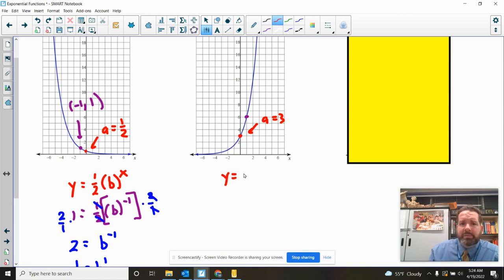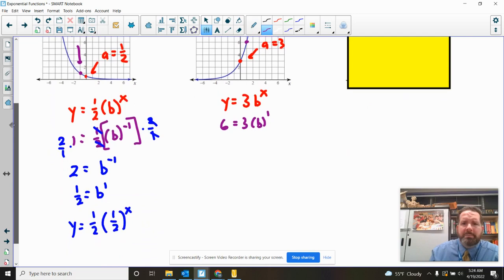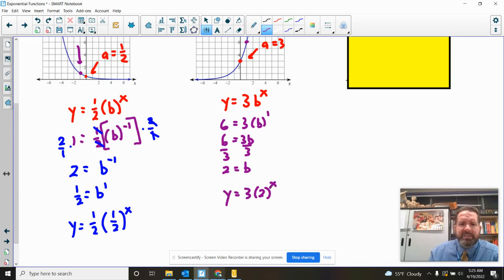So I've got y equals 3 times b to the x power. Let's then put in what we know. I know that this ordered pair is 1, 6. So 6 equals 3 times b to the first. B to the first is just b. Divide by 3. And b is 2. So my equation should be y equals 3 times 2 to the power of x.